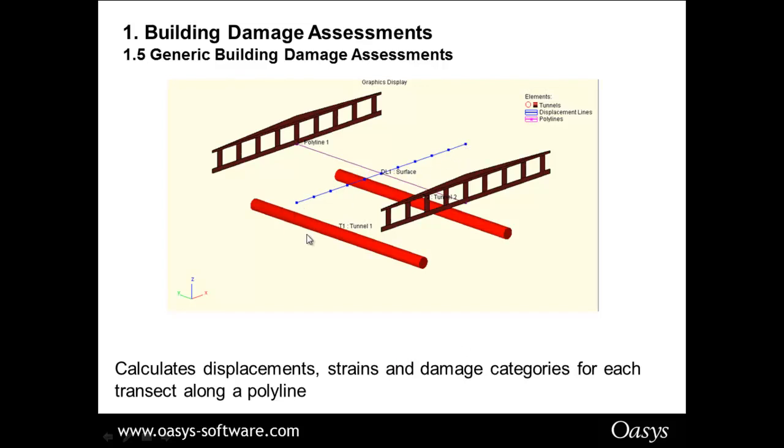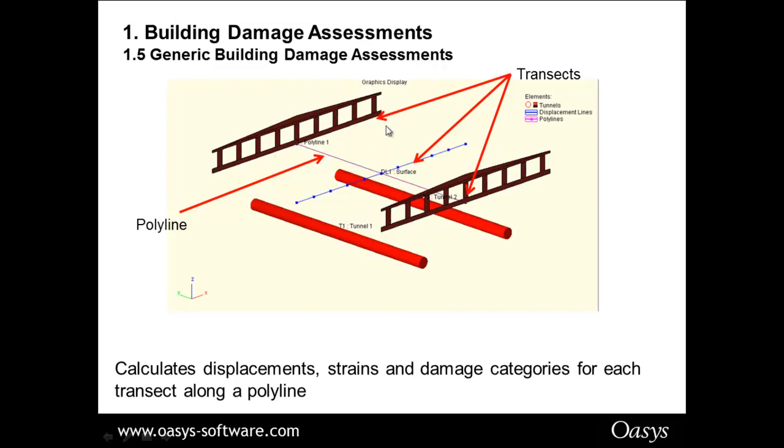Maybe I was asked by a client, okay, fine, you've got this building, you've put it in, but actually I want to know whether, if I had an area, which building would be worse affected. And you can carry this out with a generic building damage assessment by plotting a polyline, which I've got here, and then within the polyline, you have a number of transects. So I've got 3 transects here, but you could have a number.